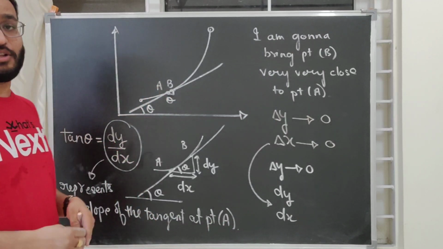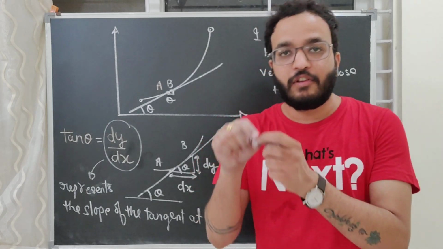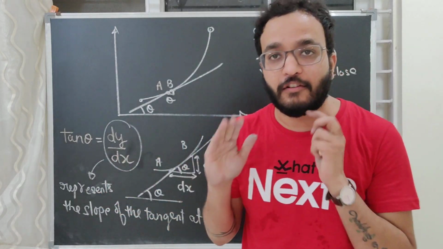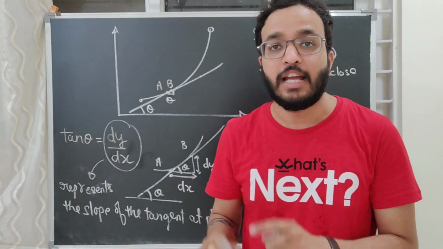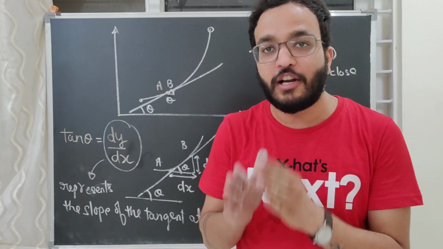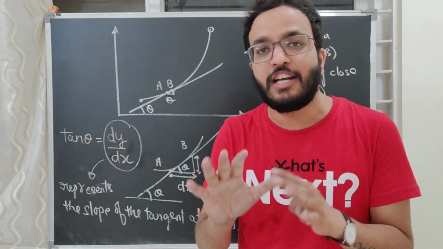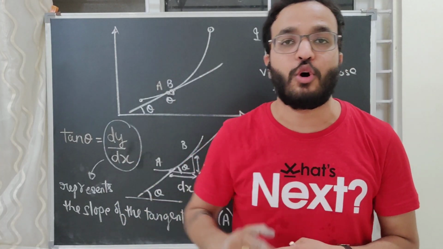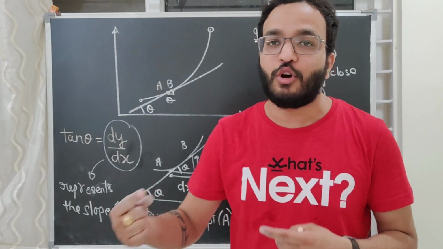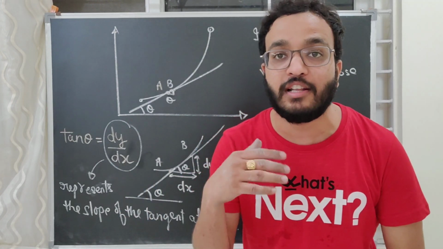Are you understanding the whole process? I will explain once again. What happened? The problem was when we were taking A and B far away, then delta y by delta x, which was tan theta, was not representing the slope of the tangent drawn at A or B. Instead, it was representing the slope of the chord joining A and B. And what is a chord? A chord is cutting the curve, and we don't want any chord. We wanted the slope of a tangent.